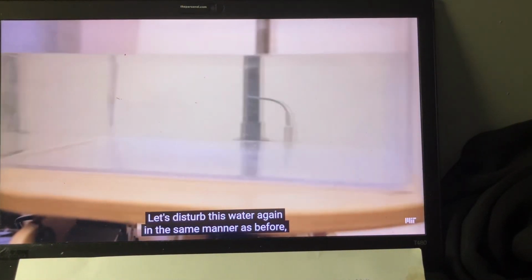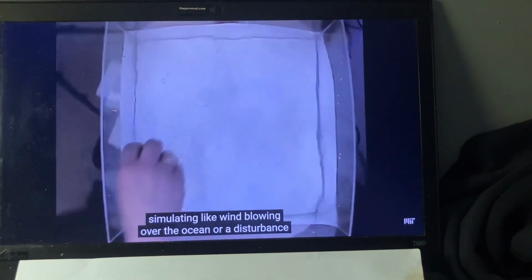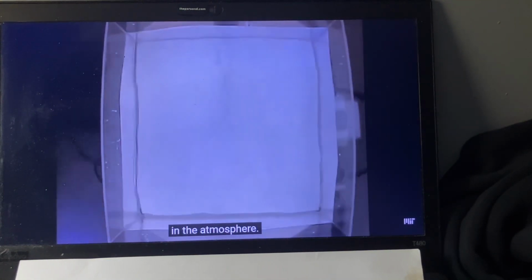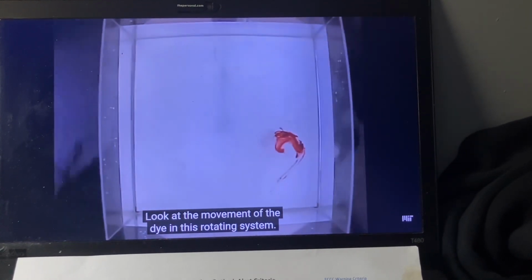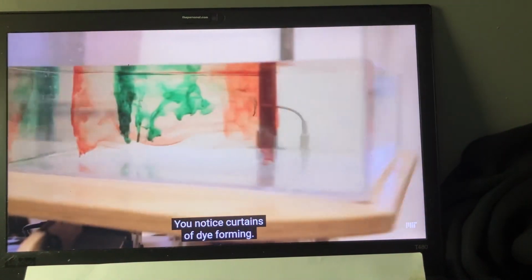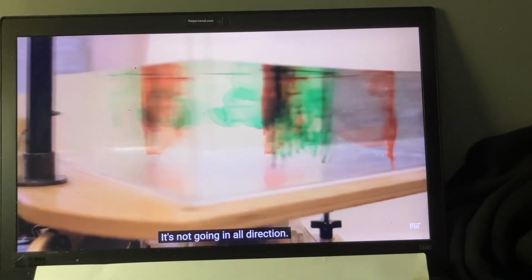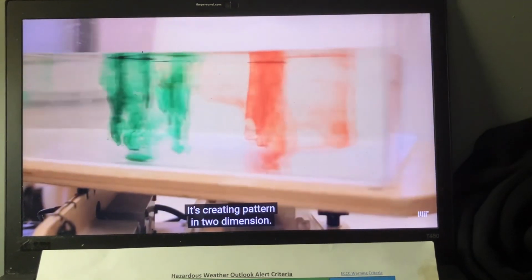Let's disturb this water again in the same manner as before, simulating wind blowing over the ocean or a disturbance in the atmosphere. Look at the movement of the dye in this rotating system. You notice curtains of dye forming. It's not going in all directions. It's creating a pattern in two dimensions.